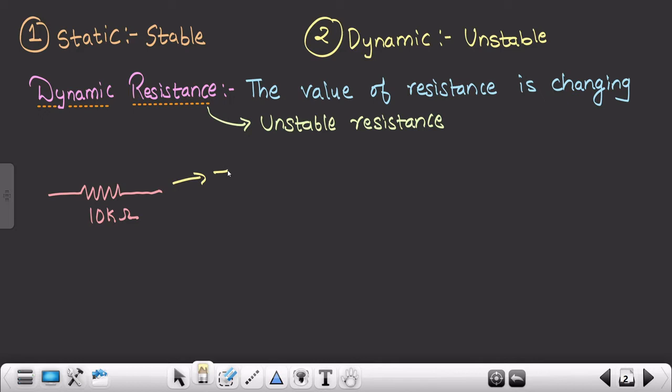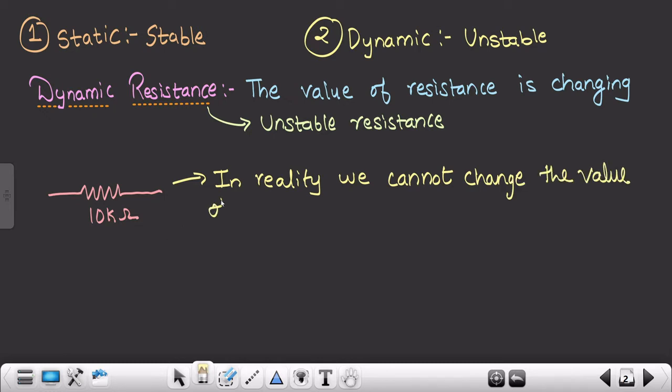In reality we cannot change the value of this resistor externally, right? Externally. This can only be done during production, when it is manufactured, right? I hope you are getting my point. Great. So we understood two things.